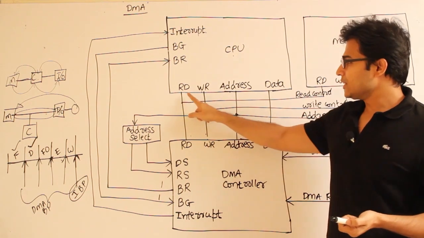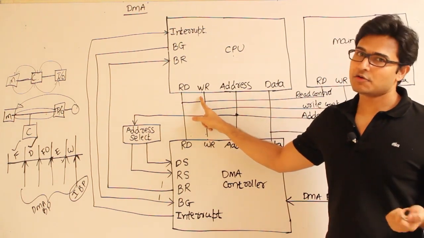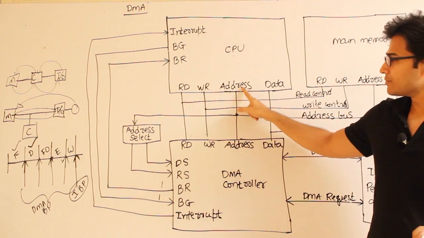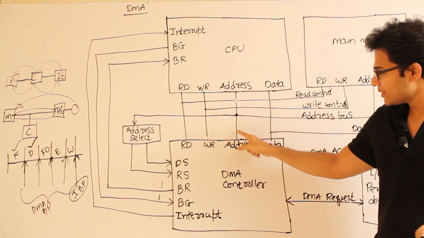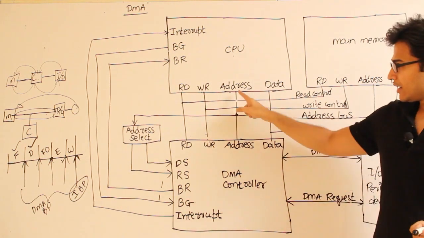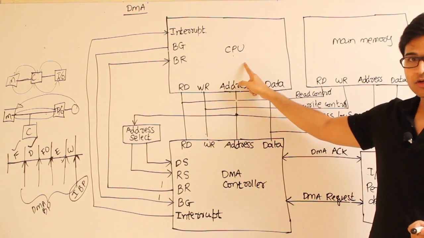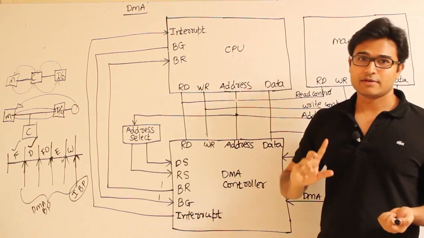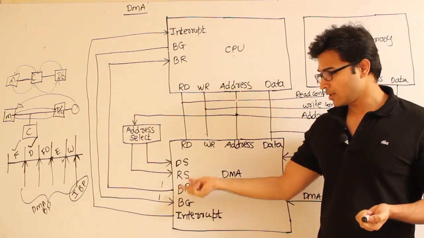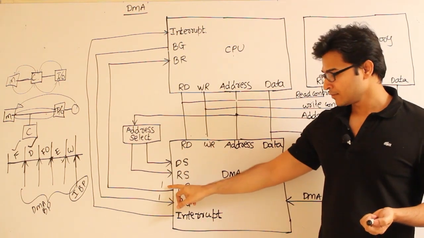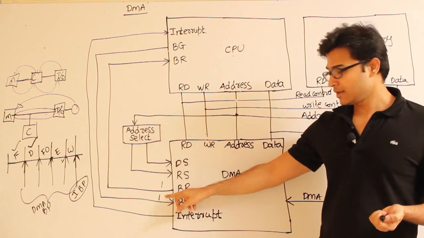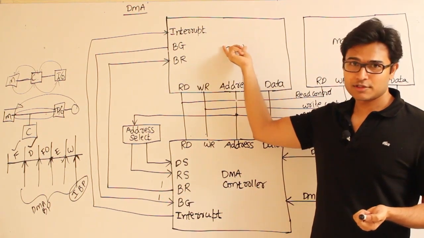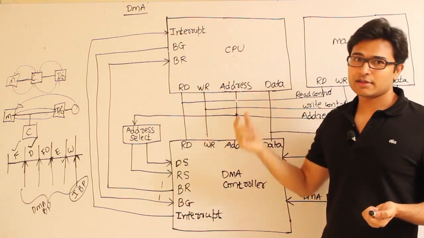Okay, so these two lines are part of the control lines, and then you know what the address line is. This entire line is the address bus. Again, the address bus is being used by the CPU, the DMA controller, and the memory. Again, the meaning of the address bus will depend on what the signals are. If the bus is not granted to the DMA controller, it means that the bus is still under the control of the CPU, and now the CPU is generating the address.